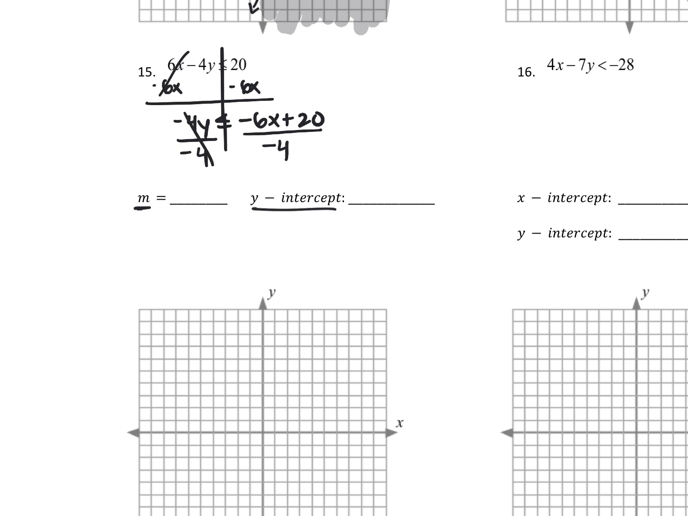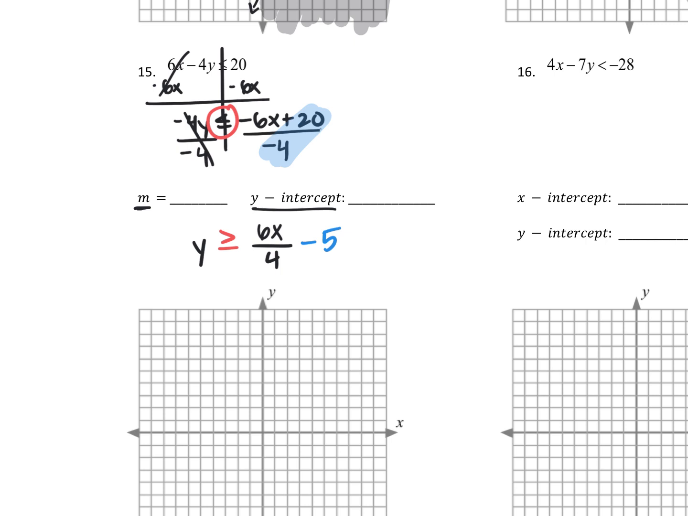So your final answer is going to be y is not less than or equal to anymore, but greater than or equal to, since we divided by a negative. And then on the right side, we're going to have two fractions. So we've got 6x divided by 4. Since these are both negative, it becomes positive in this fraction. And then I have 20 divided by -4, which is going to give me -5.